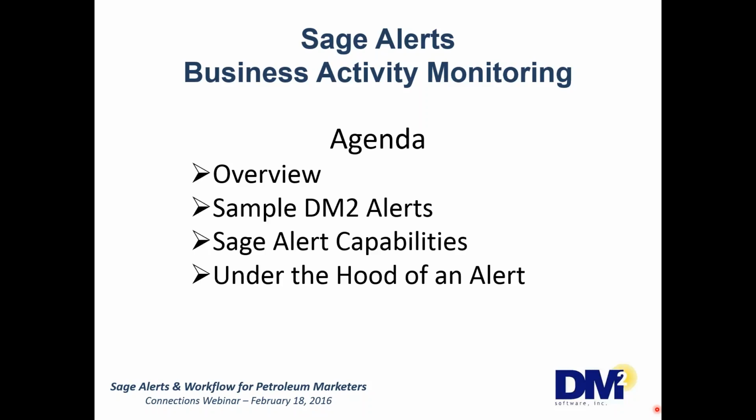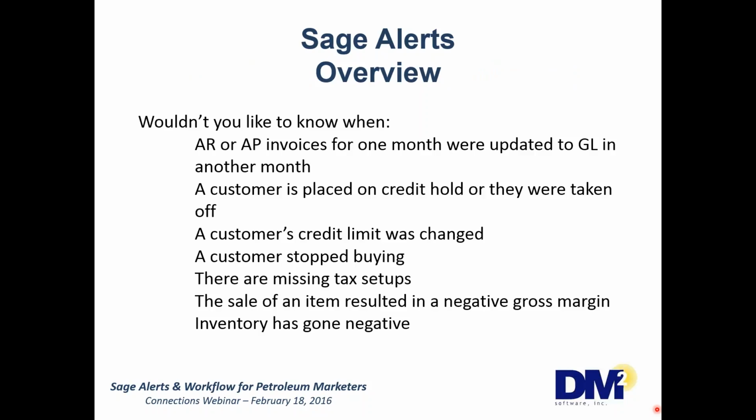So, how often have you discovered after the fact that something is wrong, and sometimes way after the fact? Wouldn't you like to know when an AR or AP invoice for 1 month was updated to GL in another month? A customer is placed on credit hold, or they were taken off of credit hold. A customer's credit limit was changed, or maybe a customer stopped buying. You might have some missing tax setups that you don't know about, or the sale of an item resulted in a negative gross margin, and inventory has gone negative.